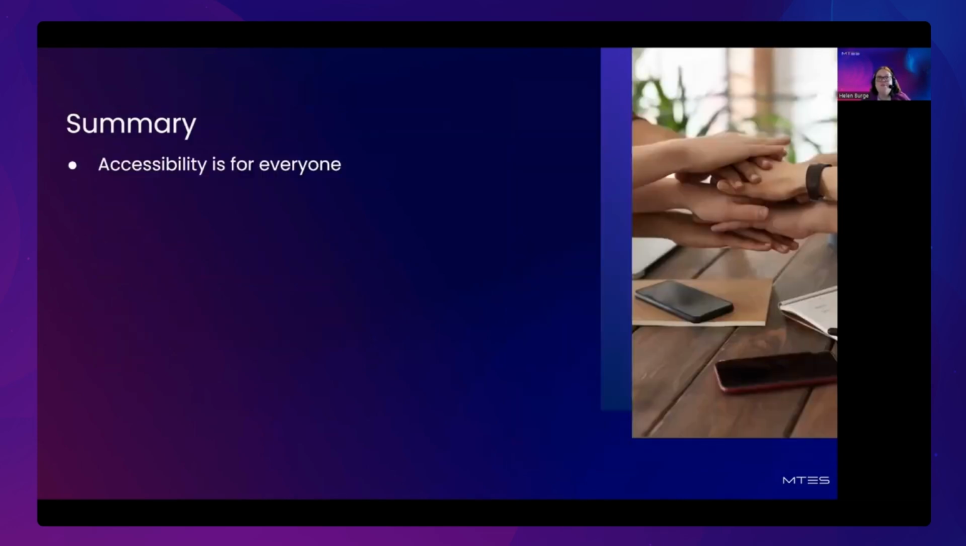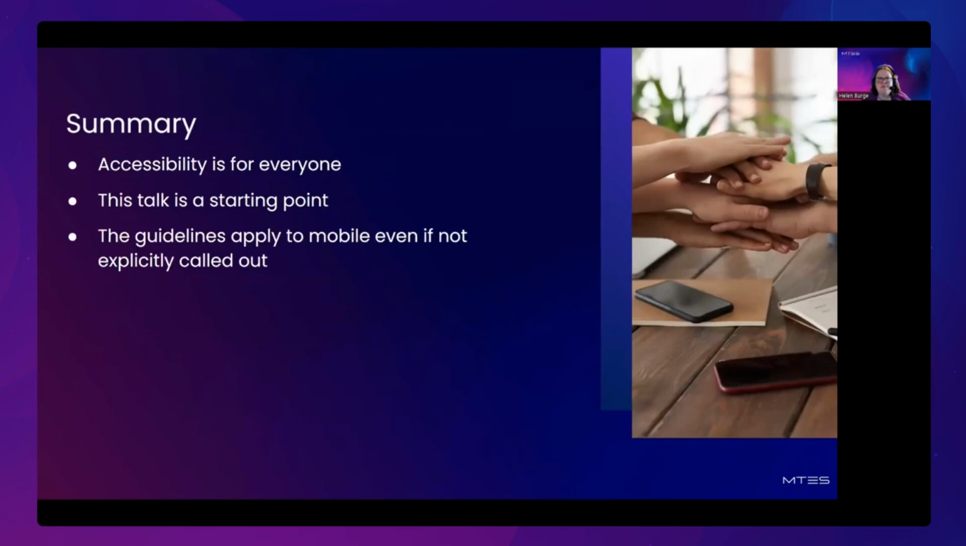So to summarize, accessibility is for everyone. This talk is just a starting point. I didn't go through as much as I could have, and I kept having to bite my tongue to stop going into too much detail. There's so much on this subject. The guidelines will apply to mobile even if they're not explicitly called out, because some of it's just common sense. Like if it's an image, I should have a text alternative to it.